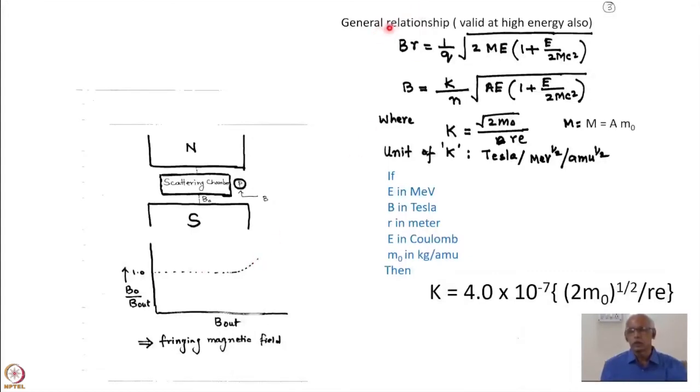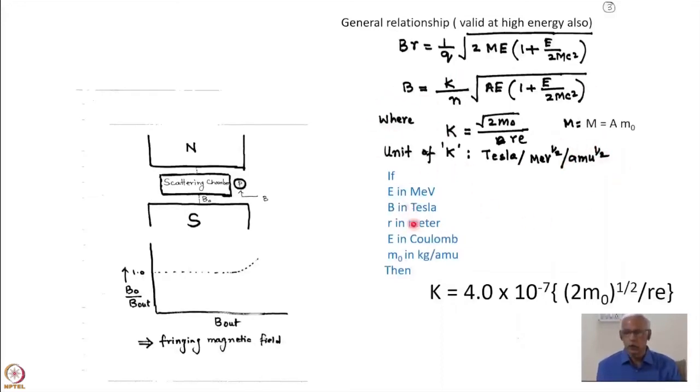We have derived the simple equations, and the general equation will be slightly different, which will take care of the relativistic effect also. And if you put the constants into the expression, then you find that the K value is again the same, and the units of K are Tesla per (m0 v)^(1/2) to mu^(1/2).